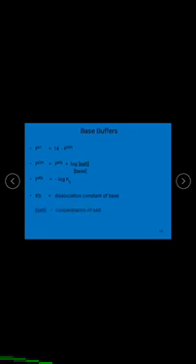Then salt concentration equals this. Square bracket of salt indicates concentration of salt, square bracket of base indicates concentration of base. And now let us see how to prepare these buffer mixtures.